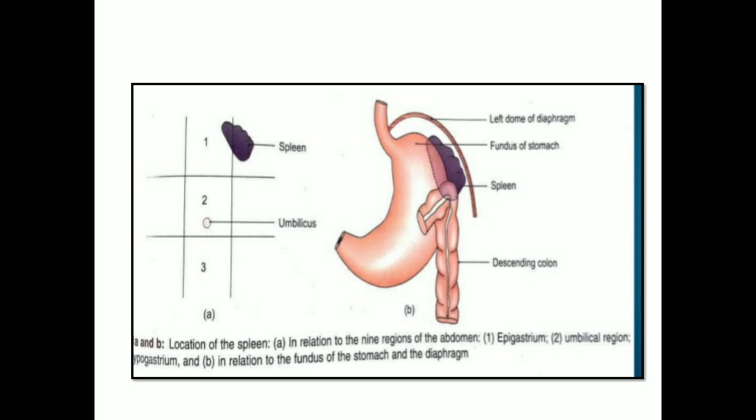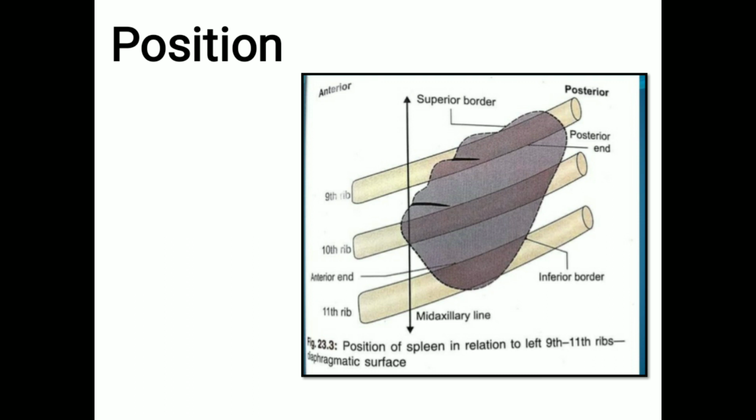So you can see the location by external features. If you look, the long axis will correspond to the 10th rib. When you look into the external features of the spleen, you can see the expanded anterior end and the pointed posterior end. Spleen consists of an expanded anterior end, this is the end, and a pointed posterior end.